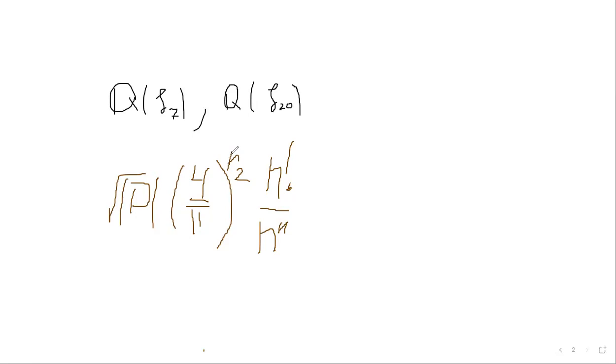So what is n in the first case? n is 6. And what is the number of complex embeddings? It's also 6, but we should divide it by 2. So it's 3. And what is the discriminant?